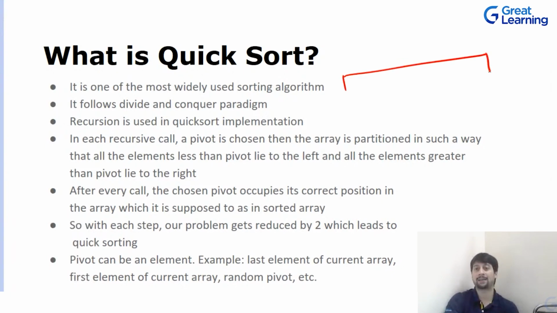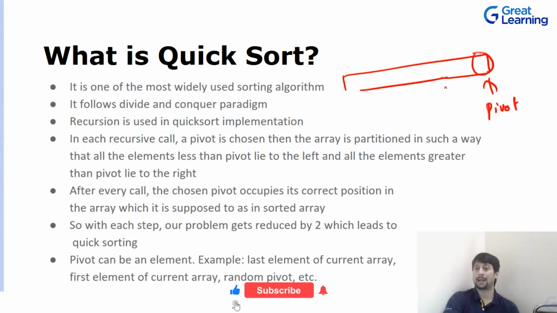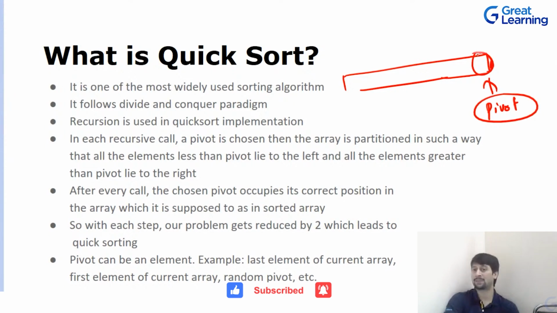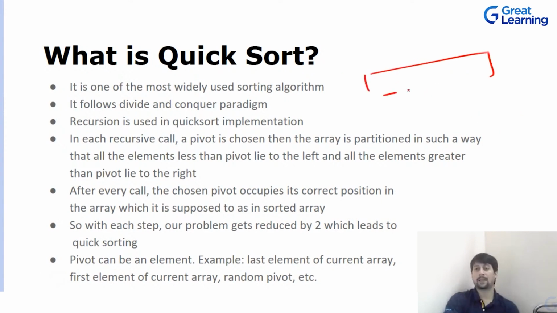It works in such a manner that you pick an element and you make this element the pivot. This can be any element, but for simplicity I'm taking this as the last element in the array. It can be the first, but its time complexity depends on which element you are picking. So we are picking this last element, and this is our pivot.